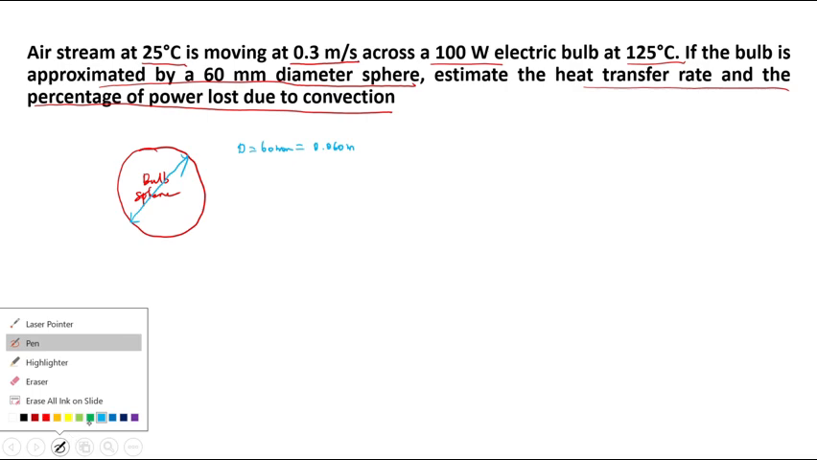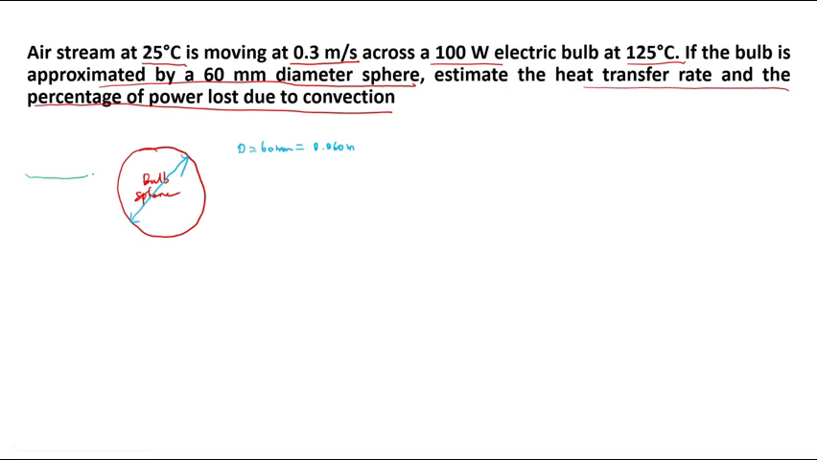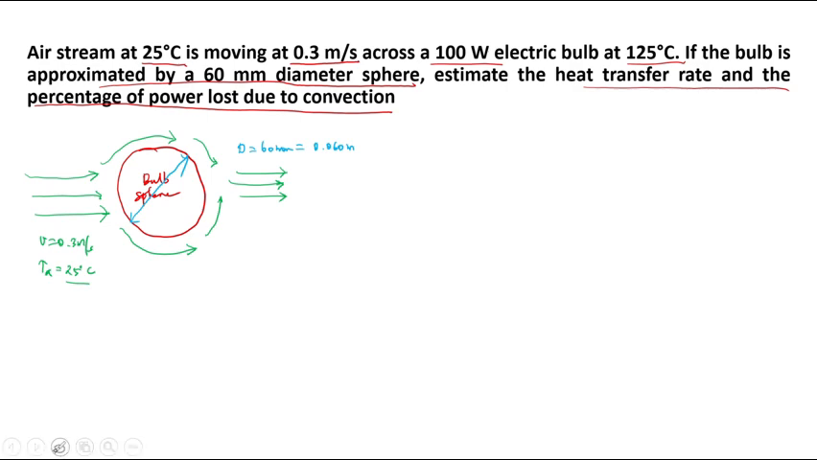Now the air is blown over the sphere. Air velocity U is equal to 0.3 meter per second, and temperature T_a, the temperature of ambient atmospheric air, is equal to 25 degrees Celsius. So air blows over a sphere at 25 degrees Celsius with a velocity of 0.3 meter per second. And another term, the capacity of the electrical bulb, is given as 100 watt. Now we are going to find two terms.